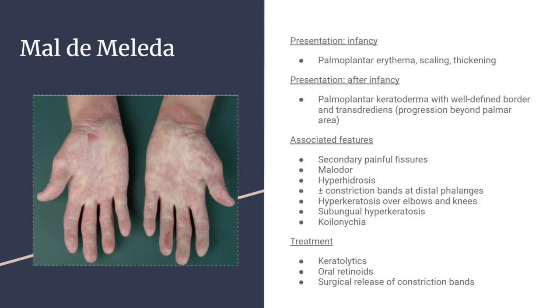Associated features here, you'll have painful fissures. This one has a malodor, and hyperhidrosis kind of plays along with the malodor as well. The constriction of the bands of the distal phalanges is not quite as strongly associated as mutilating PPK, but still present. You can have subungual hyperkeratosis and koilonychia. Treatments here again: keratolytics, oral retinoids, surgical release of constriction bands if you have them.